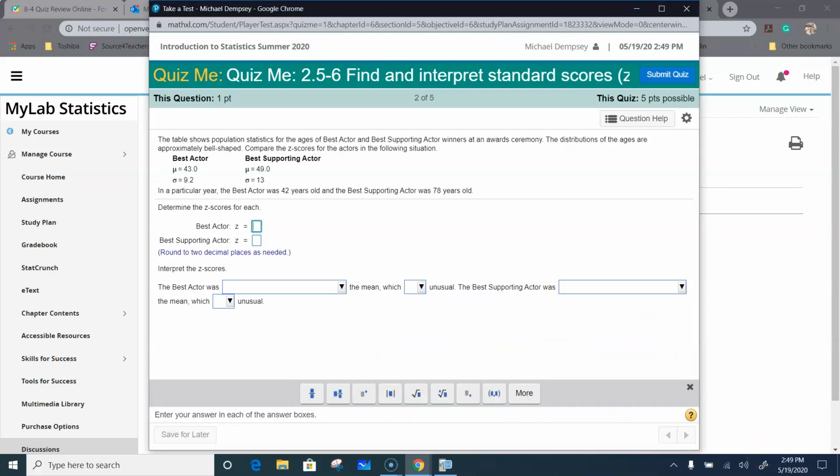So this is negative 0.11 and 2.23. The best actor was less than 1 standard deviation below. That's true, which is not unusual. The best supporting actor was more than 2 standard deviations above the mean, which is unusual.